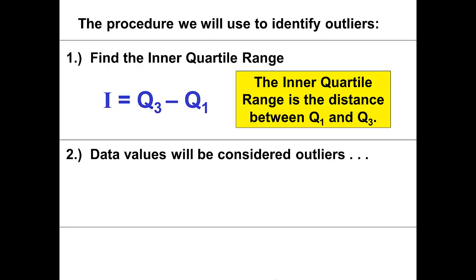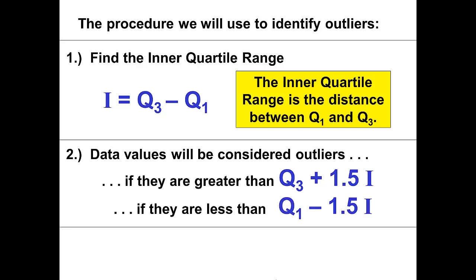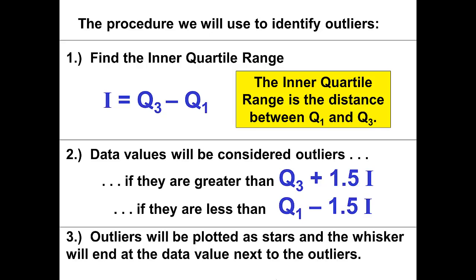The data values will be considered outliers if they are greater than Q3 plus 1.5 times that distance, that interquartile range, which we call I, or if they are less than Q1 minus 1.5 times that interquartile range. Outliers will be plotted as stars, and the whiskers will end at the data value next to the outliers.